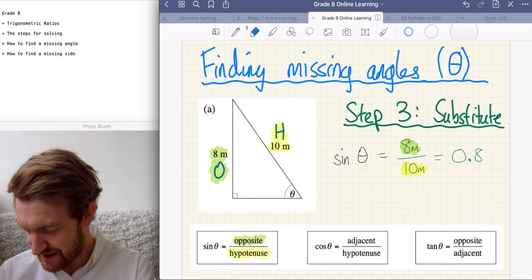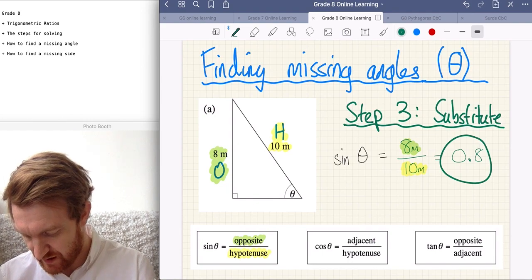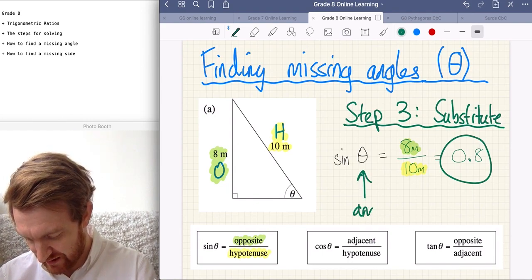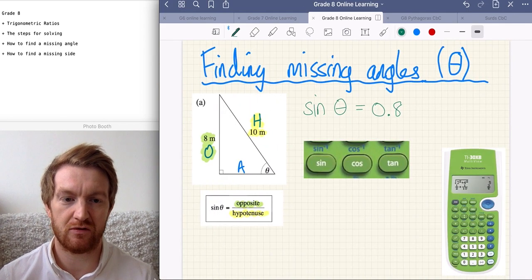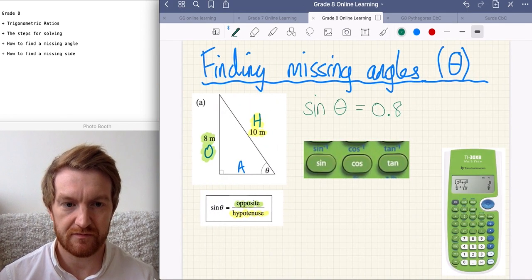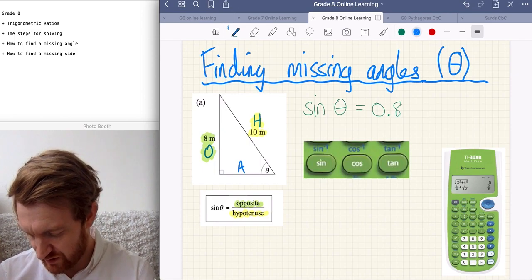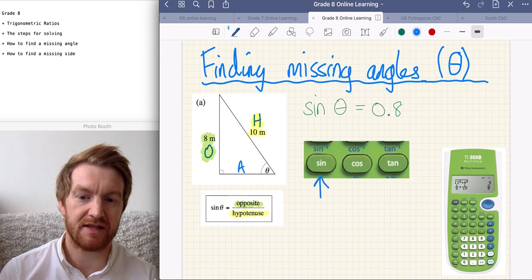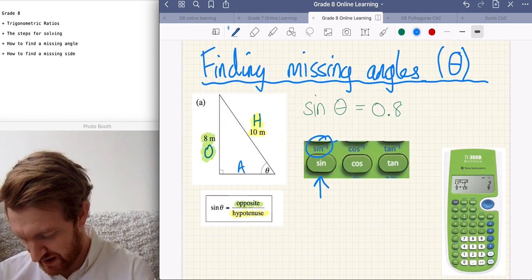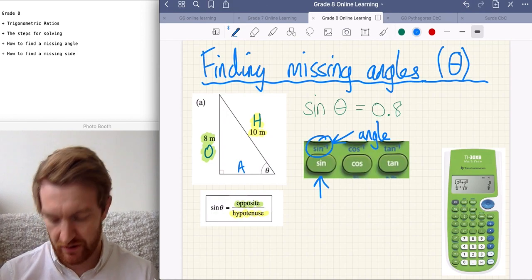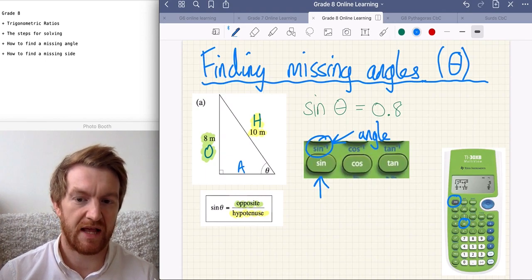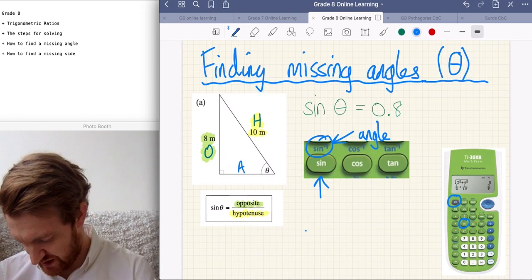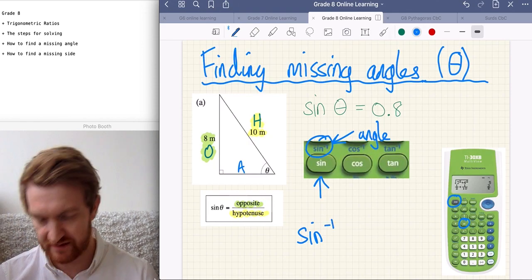So we take this number here. Remember, we're trying to find an angle. So we go back to our calculator and we talk about the buttons. We said that the ones underneath, so this one here, is for the sides, but we want to find an angle. So you type second and sine. That will bring up this one here. It will say sine -1, like that.